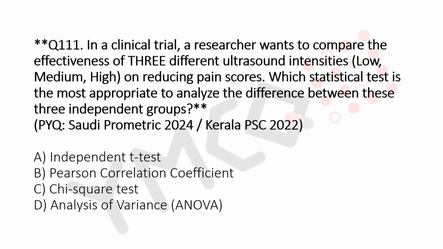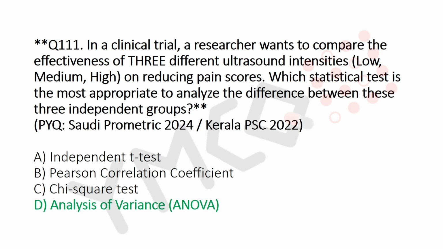In a clinical trial, a researcher wants to compare the effectiveness of 3 different ultrasound intensities, low, medium, high, on reducing pain score. Which statistical test is the most appropriate to analyze the difference between these 3 independent groups? Option A, independent t-test. Option B, Pearson correlation coefficient. Option C, chi-square test. Option D, analysis of variance. And the answer is option D, analysis of variance. A t-test is used to compare 2 groups. The moment you have 3 or more groups, you must use an ANOVA test.